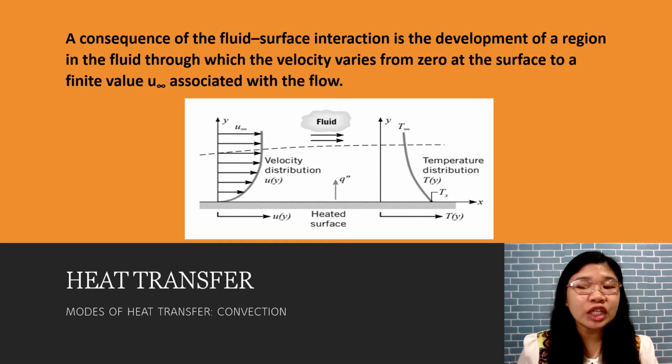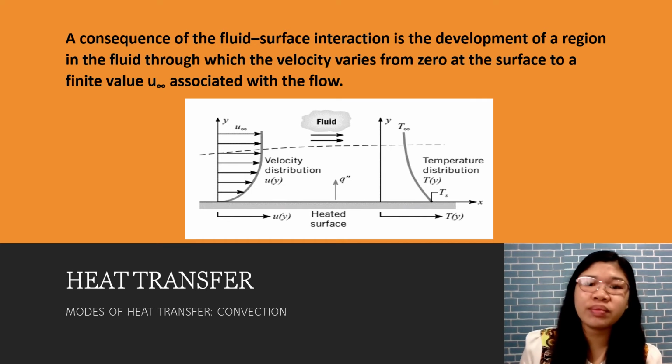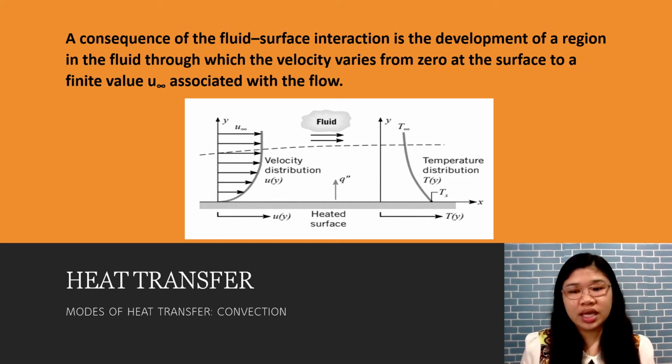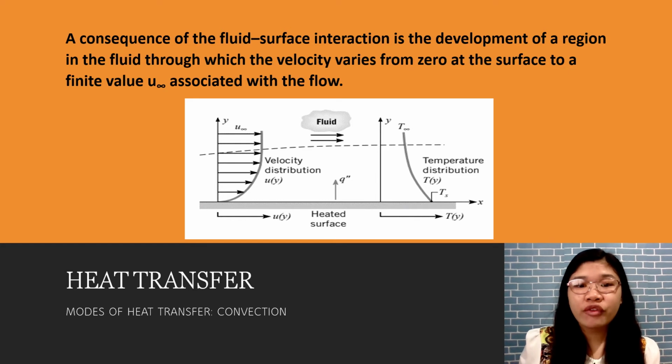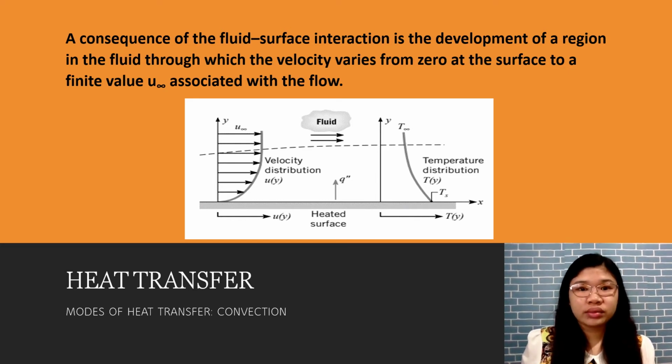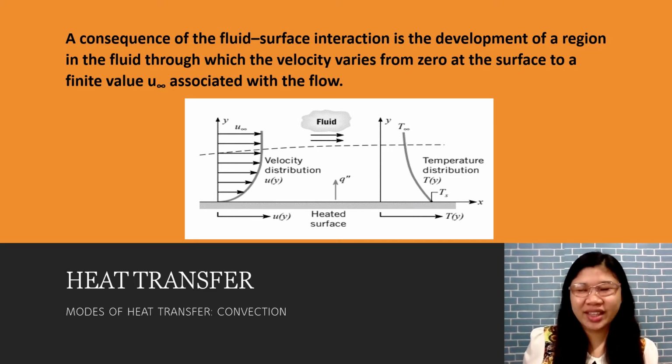So in any case, if the temperature of the surface, which is Ts, is greater than the temperature of the fluid, convection heat transfer will occur from the surface to the outer flow, wherein there is our fluid.